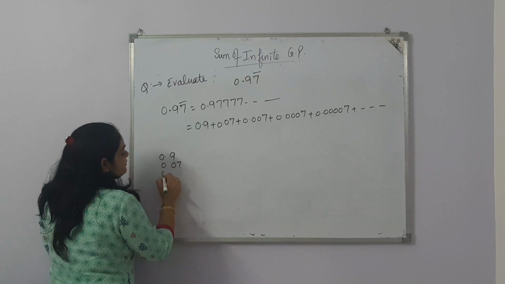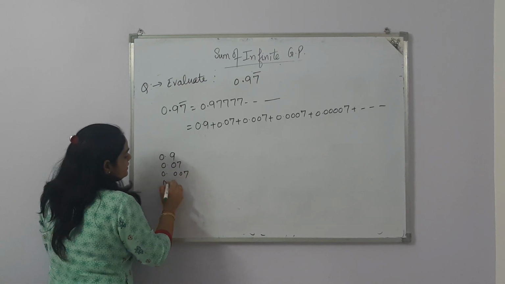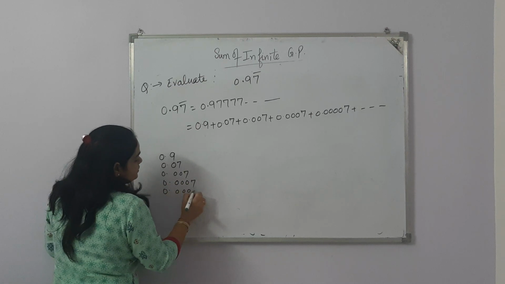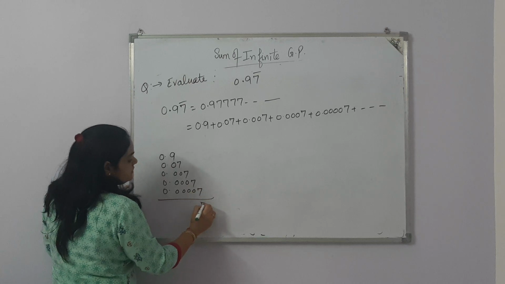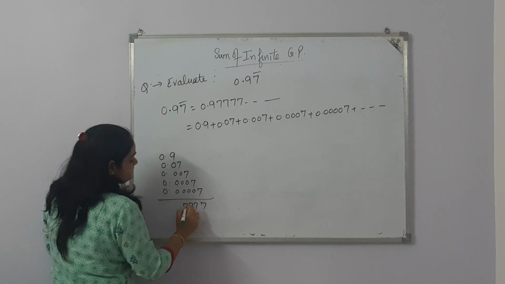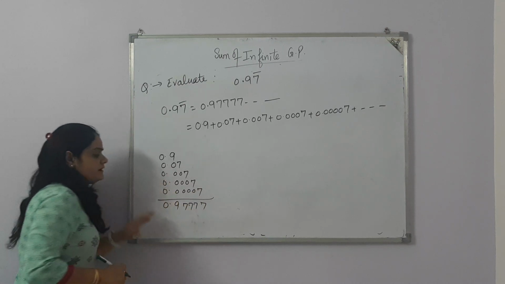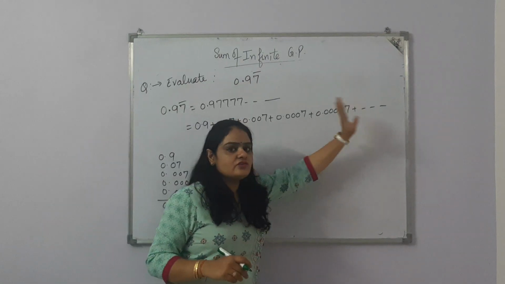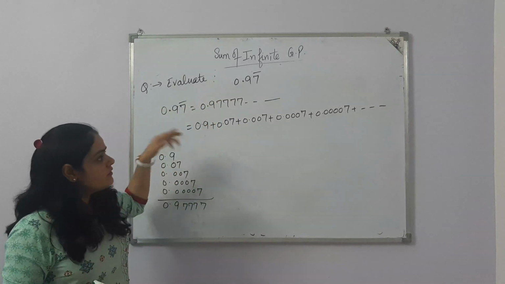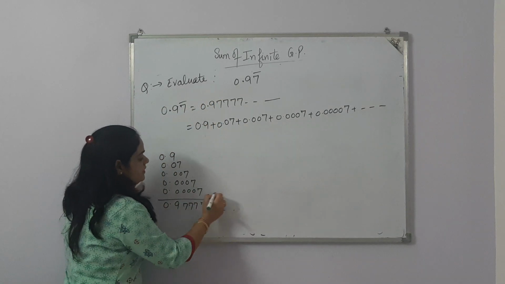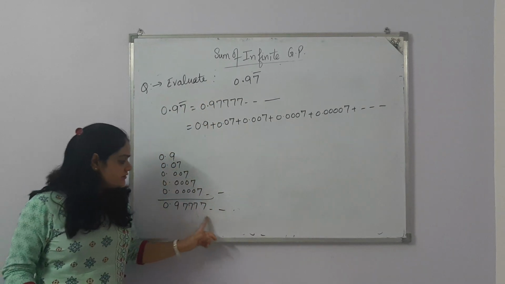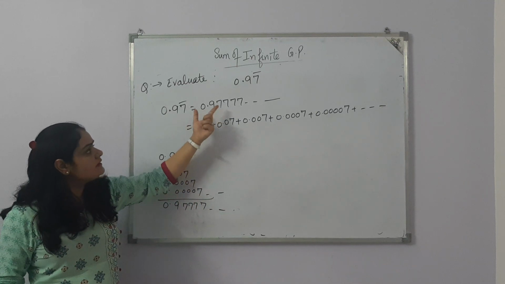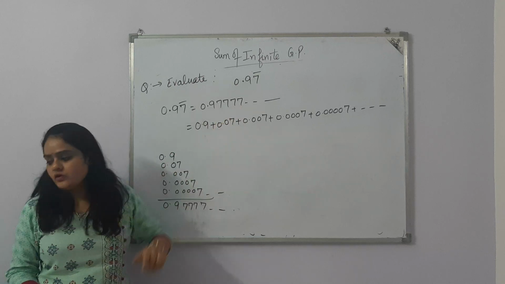So 0.07, 0.007, 0.0007. After adding the terms, we get the same number. Infinite symbol is there, and the addition is continuous, that means addition is a continuation. So if the addition is in continuation, then we'll get the continuation symbol. So this is the expanded form of 0.97777 and so on up to infinity.